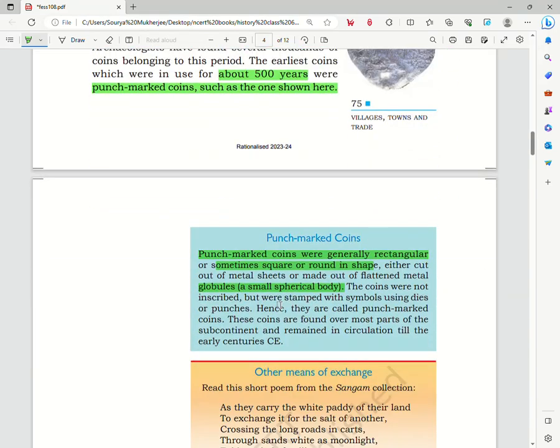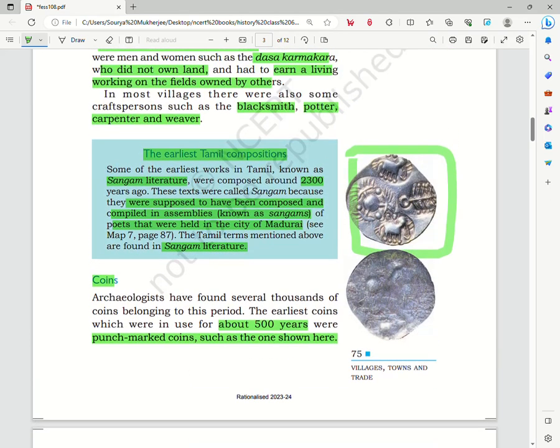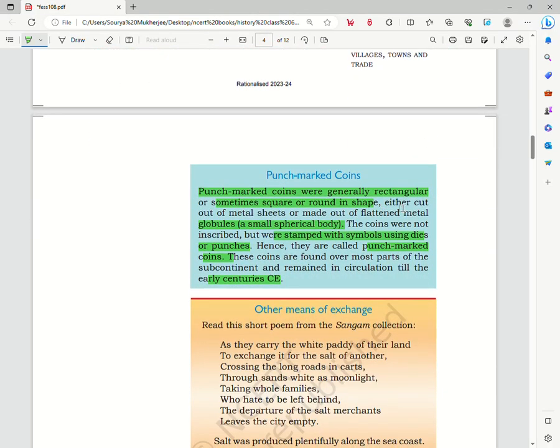The coins were not inscribed but were stamped with symbols using dies or punches. Hence, these are called the punch mark coins. These coins are found in most parts of the subcontinent and remained in circulation till the early centuries CE. So we see that after the shape is made, the stamp or a die is placed hard on the surface of the coin, so that the symbol is inscribed on the metal surface. So this is how a punch mark coin is made. Because the metal surface is punched with a stamp, naturally these coins are known as punch mark coins. And regarding their use, they were in use till the early centuries CE, so we can see that they were used for a very long time.